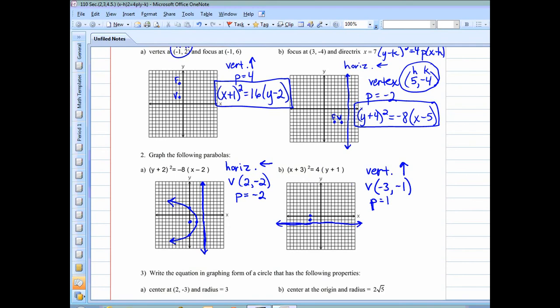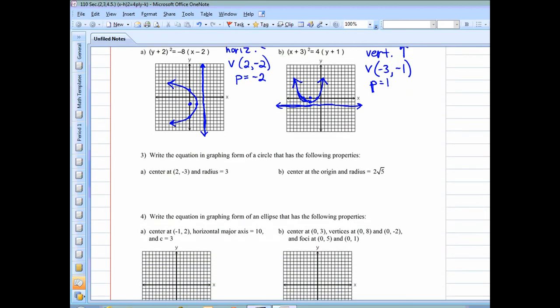And lastly, the focal width is 4. Absolute value of that is +4. So we're going to go half of that on either side so that we can draw our parabola opening up.